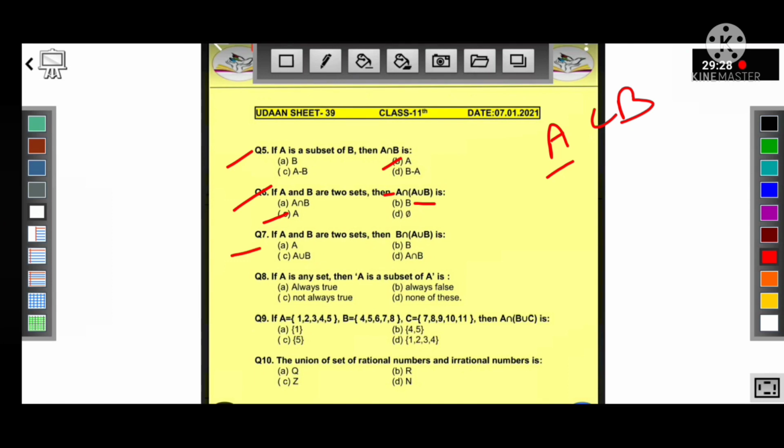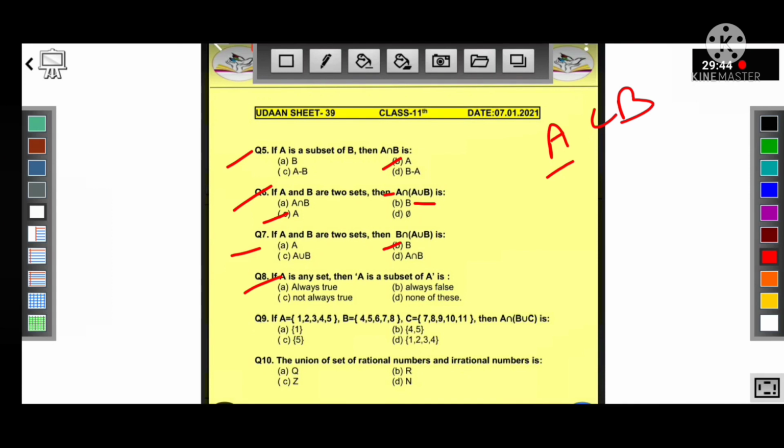Next question number 7. If A and B are two sets, then B intersection (A union B) is. Now in the intersection the smaller set is there, so B is the right option.